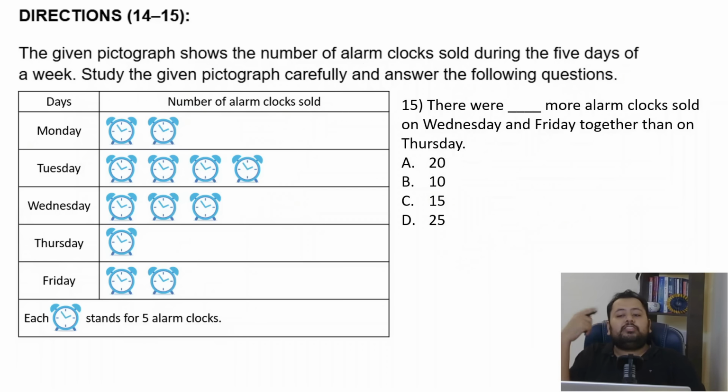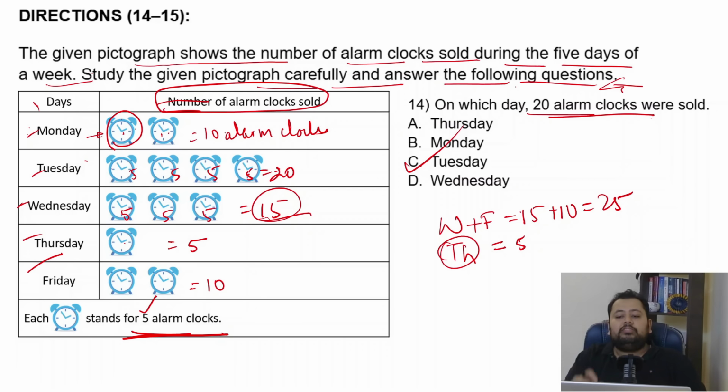It's asking, there were dash more alarm clocks sold, right? So what is the dash more? I think this is an example I gave in my previous video as well. If I give you two chocolates today, and if I give you four chocolates tomorrow, how many more chocolates did I give you tomorrow than today?